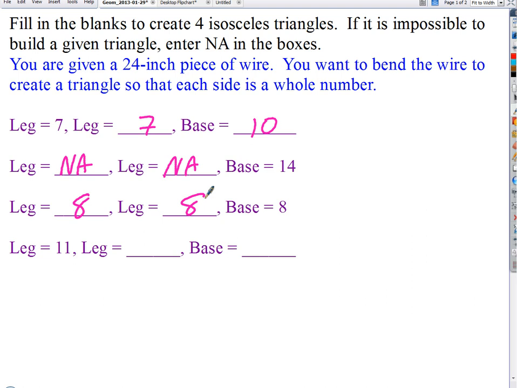Okay. What if one leg is 11? Let's make the other leg 11. How much is left over for the base? 24 total. So that adds to 22. So how much is left for the base then? 2. Does that work? It actually does, doesn't it? Because obviously 11 plus 11 is bigger than 2. But 11 plus 2 is also bigger than 11, right? So yeah, that one works.